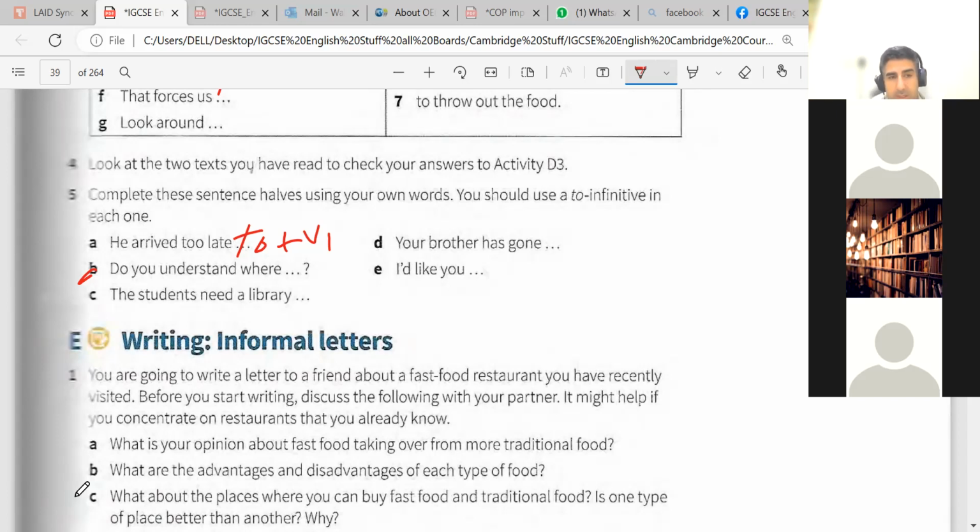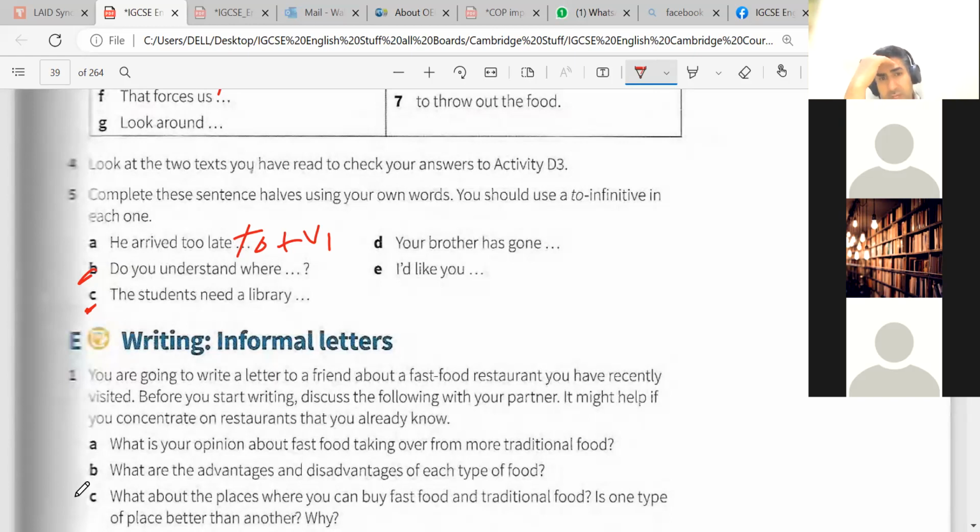See, Juri, what did you write? The students need a library to study for their exams. Perfect. Excellent. To study for the exam. So here you show the purpose. Khalid, what did you write for C? To read the latest books. Yes, why not? Perfect. So the students need a library to read a science book, for example.